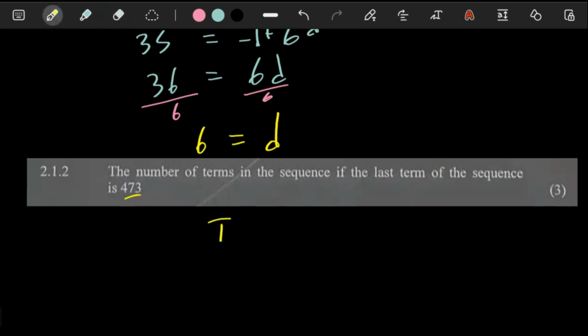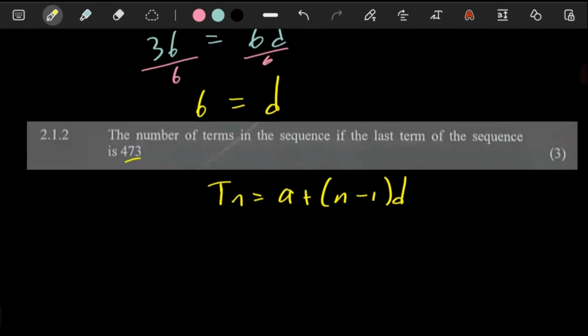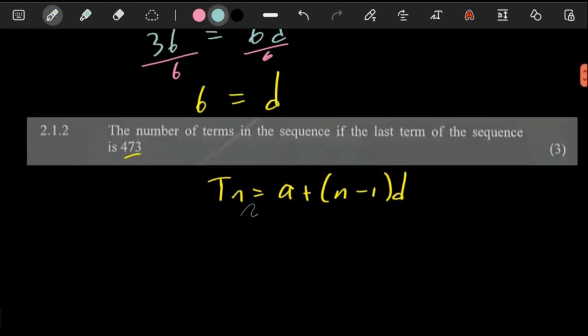But then Tn is equal to a plus n minus 1 d. So we should determine the number of terms in the sequence. You see, I was overthinking it. The number of terms in the sequence if the last term is this. So it just means Tn, we're going to make it 473, right? And then n is going to give us the position of this last term. Because if we get the position of the last term, we get the number of terms in the sequence.